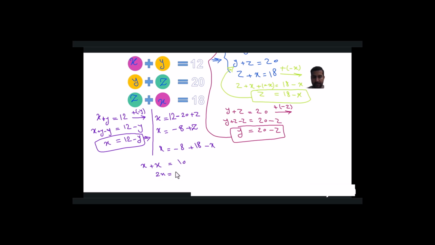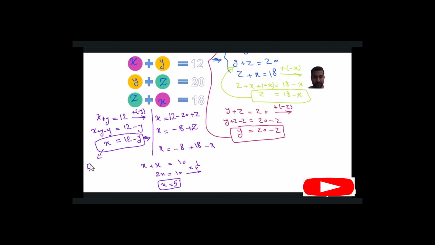Let us consider that 2X equals 10. I'm going to carefully divide this by 2. X equals 5. Now I can substitute this to find Y. 5 equals 12 minus Y, which is equal to Y. 12 minus 5 equals 7. This is it.